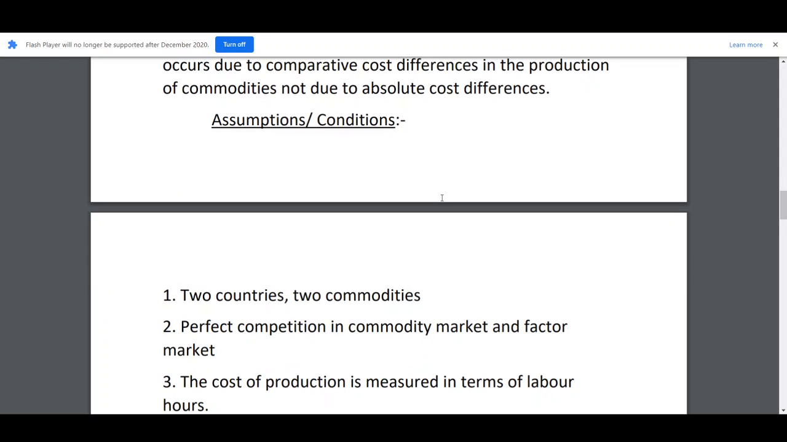Now we are going to study the assumptions. Whenever a theory is introduced, there are many assumptions and conditions, and only when all these assumptions or conditions are fulfilled is the theory valid. Now the first assumption is a two countries and two commodities model. That means David Ricardo is explaining only two countries and two commodities in his theory.